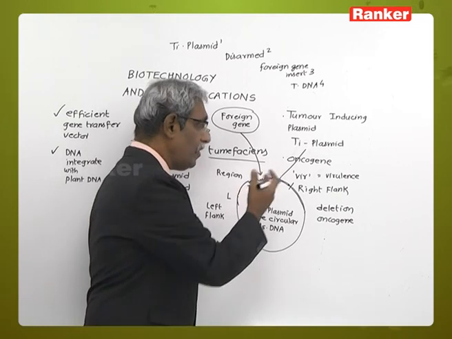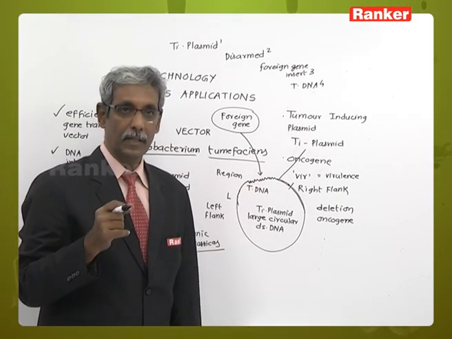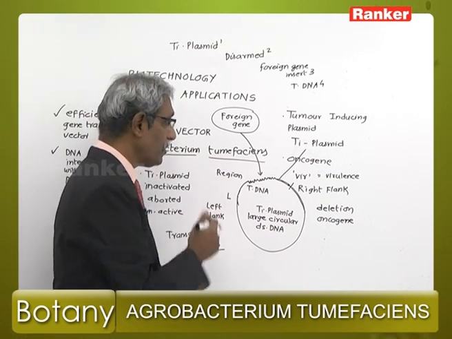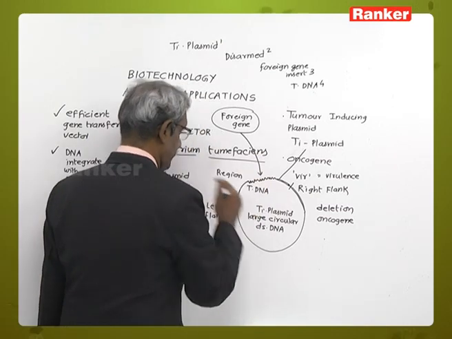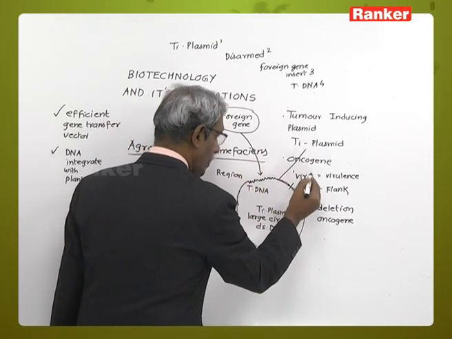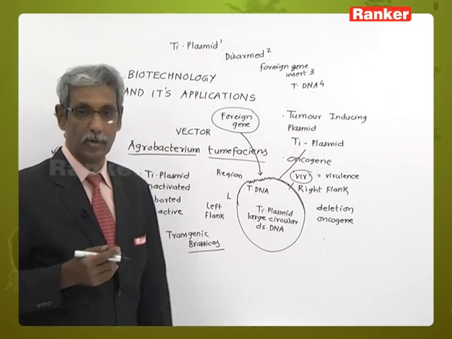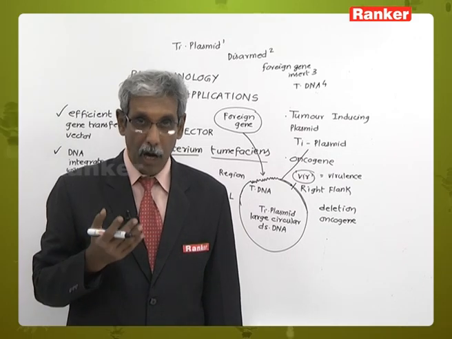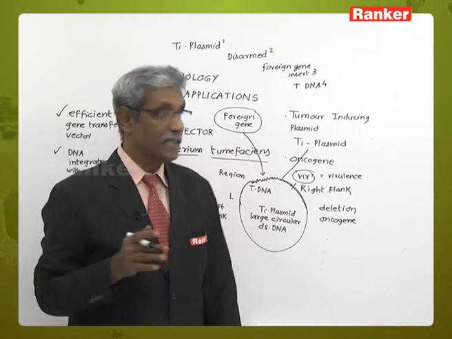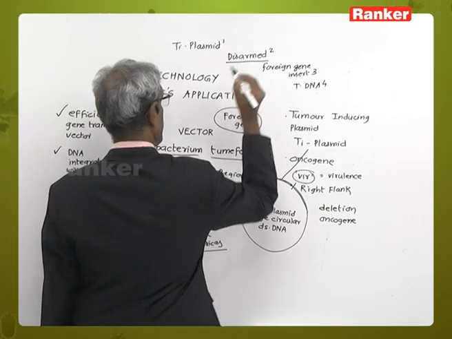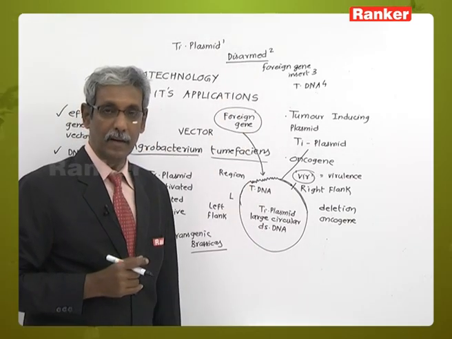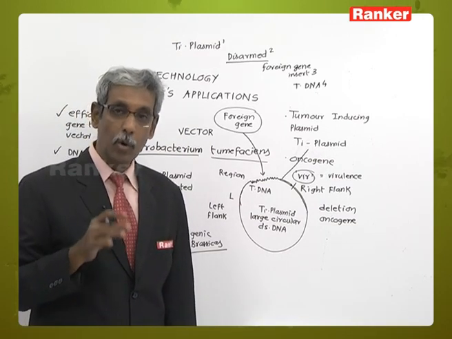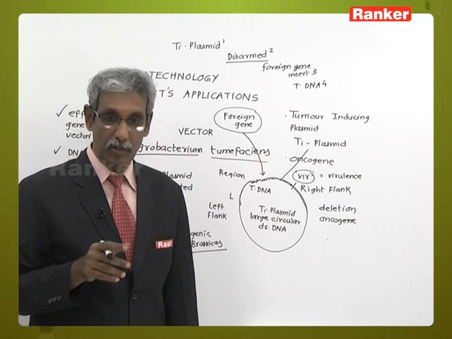Now, here again the virulence gene can also be removed, and your foreign gene of interest can be inserted in place of the virulence gene. So, you can take the oncogene out, or you can also take the virulence genes out. Whenever we take an oncogene out or your virulence gene out, you call this vector a disarmed vector. So, what is the meaning of the term disarmed vector? A disarmed vector is one in which the virulence gene or else the oncogene is removed, and in its place you have the foreign gene of interest.